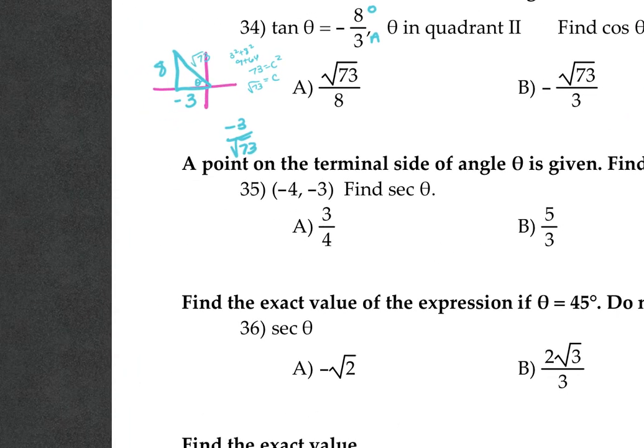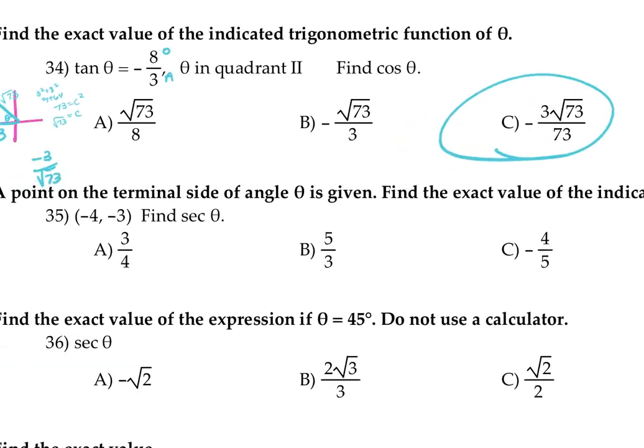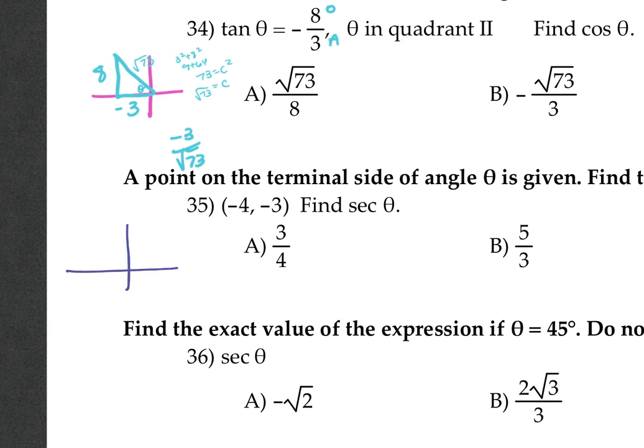35. Now it's giving you the coordinate points of negative 4 and negative 3. So negative 4, negative 3 is in my third quadrant. Theta would be here. This is a triple. Missing side would be 5. Secant would be hypotenuse over adjacent, which is 5 over negative 4.